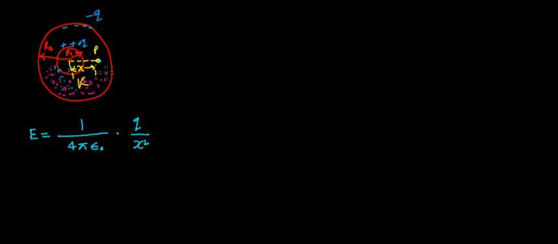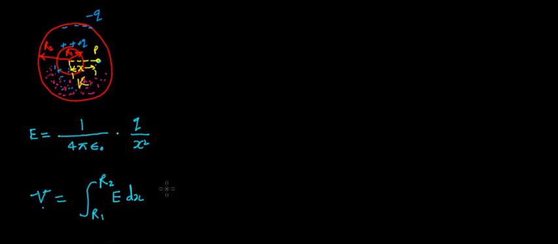Correct? At point P, at distance x from the inner sphere, you apply Gauss's law and you will get this expression. Fantastic. Now we need to find the potential difference between these two conductors, that is, between the outer surface of the inner shell and the inner surface of the outer shell. It means we need to find V, which will be equal to the integration of E dx from R1 to R2, where R1 is the radius of the inner sphere and R2 is the radius of the outer sphere.